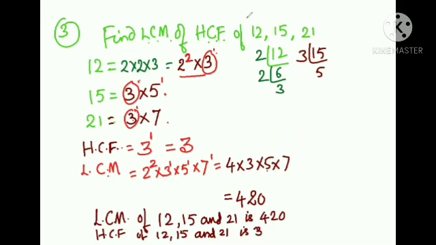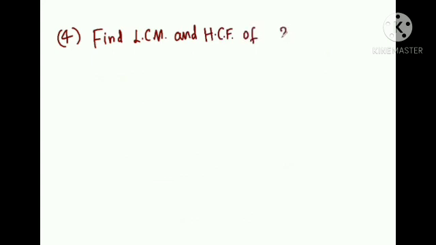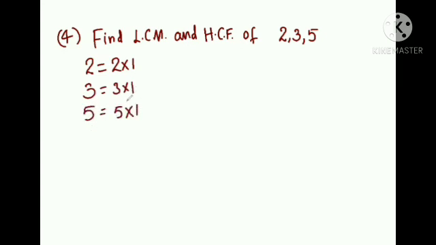Now let us solve one more example. Find LCM and HCF of 2, 3, 5. Here the three given numbers are prime numbers. So 2 can be written as 2 into 1, 3 can be written as 3 into 1, 5 can be written as 5 into 1. This is the prime factorization.